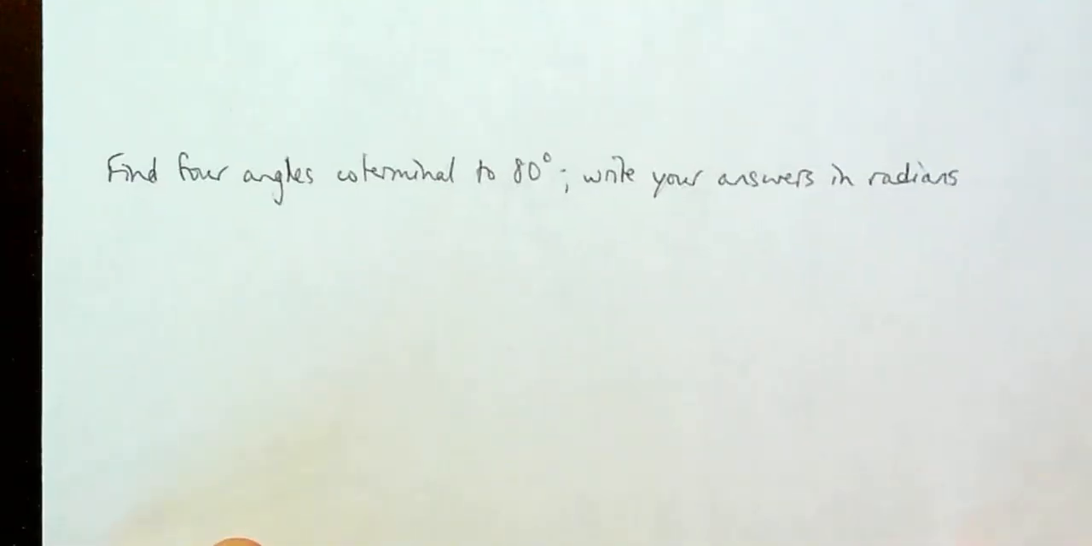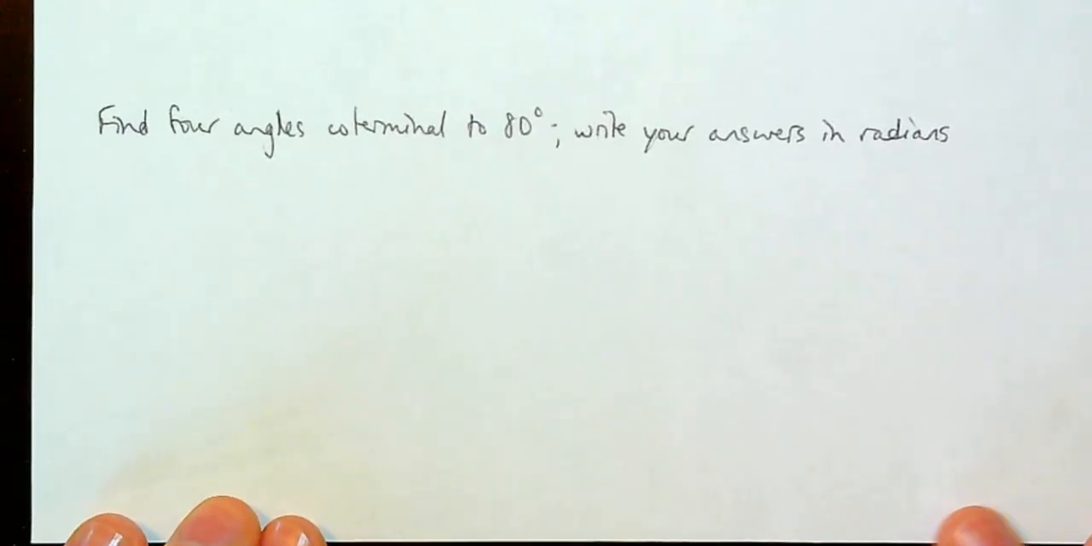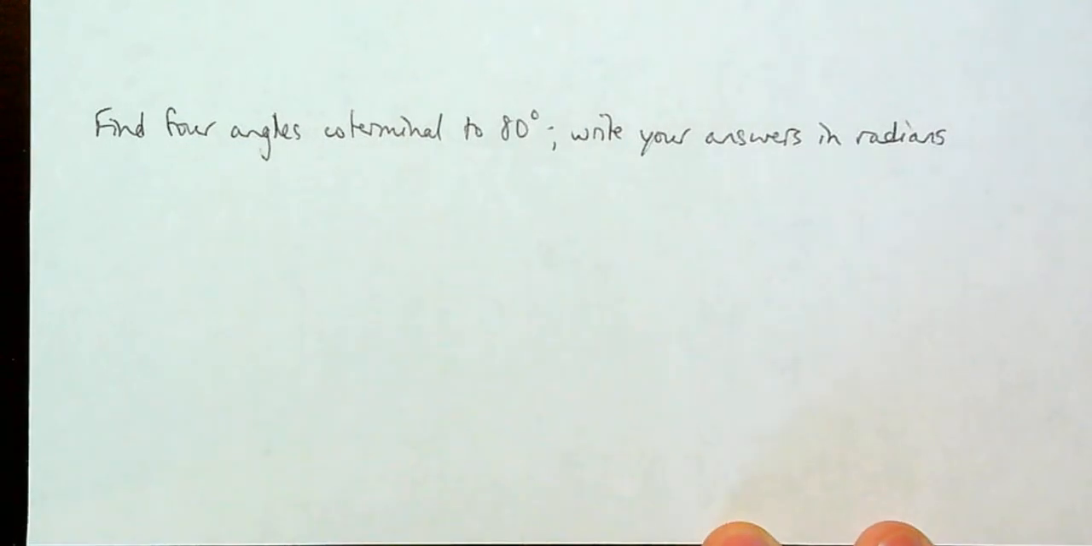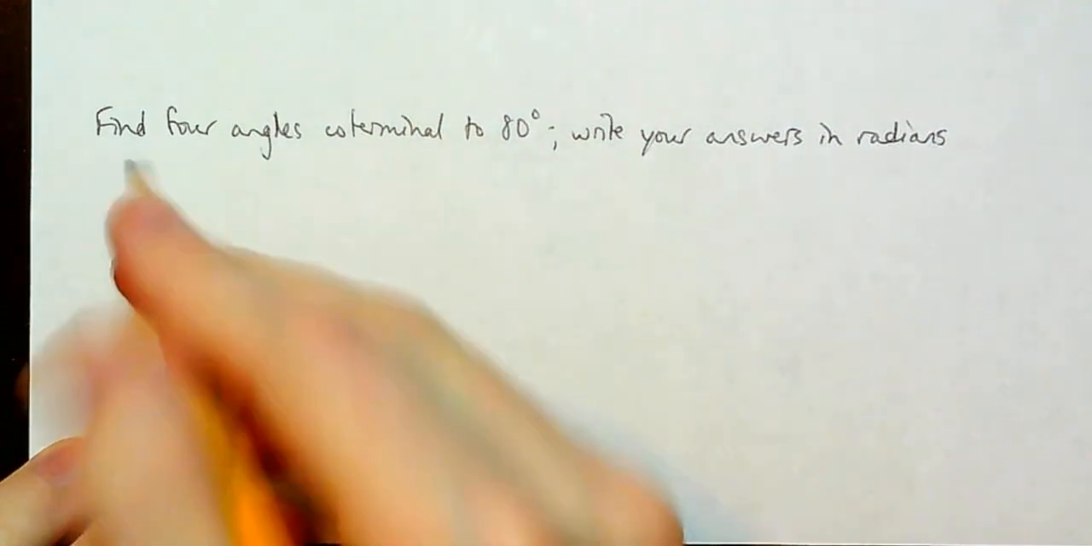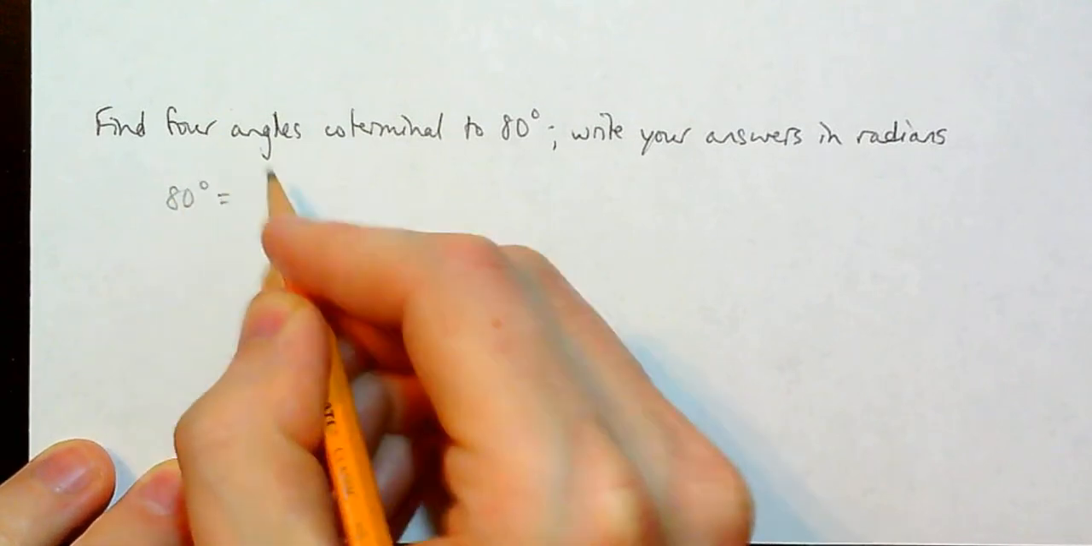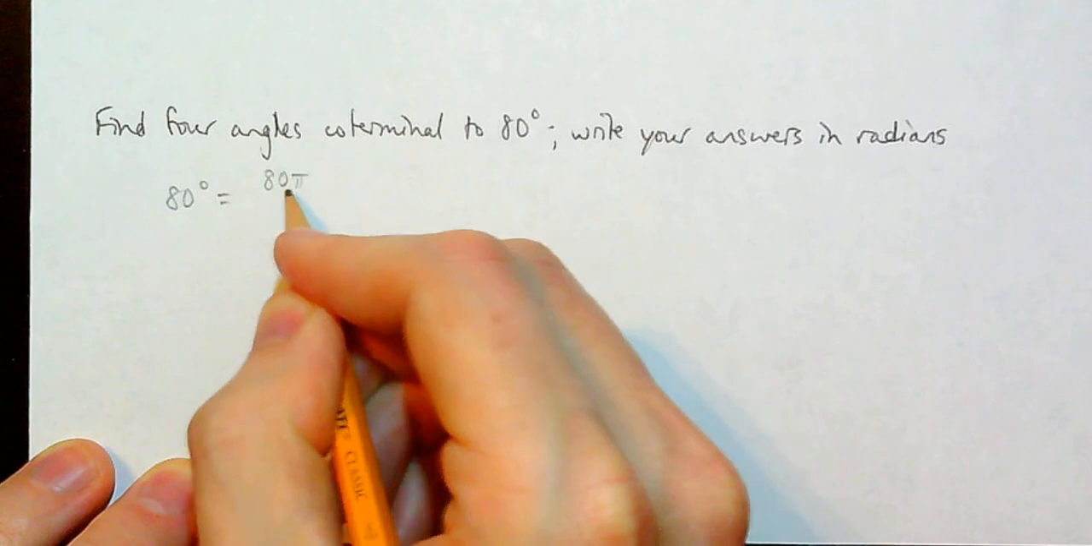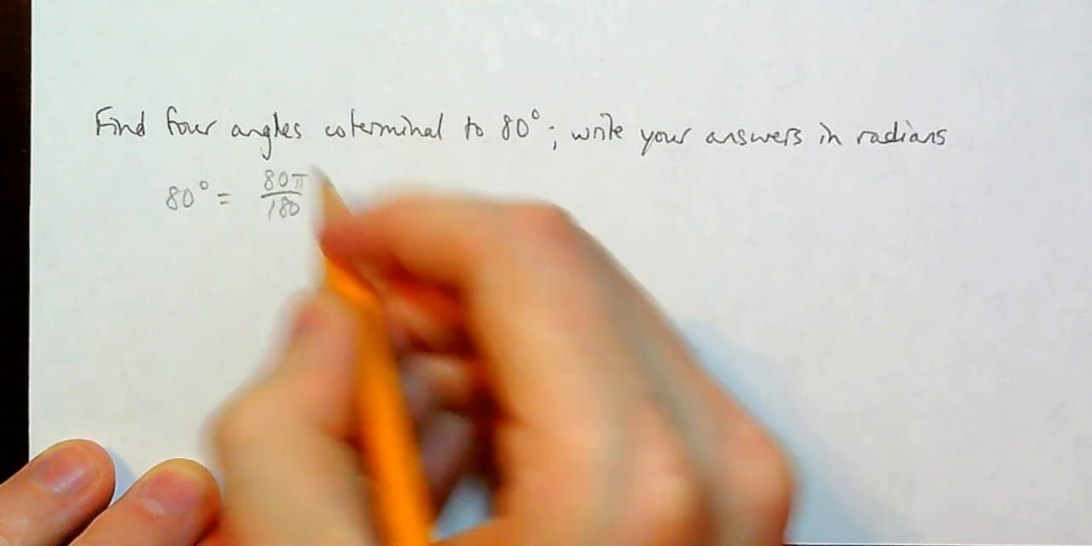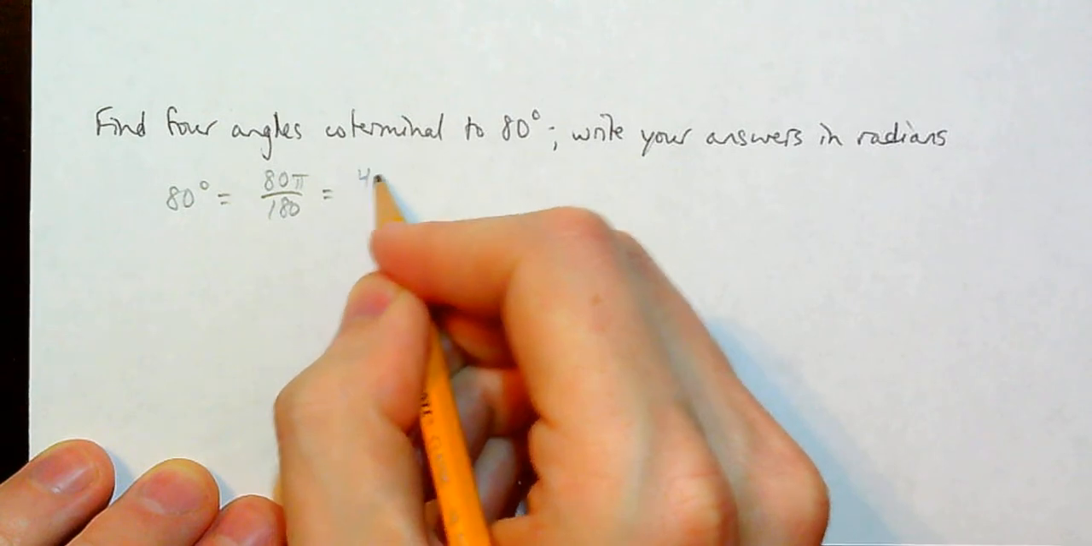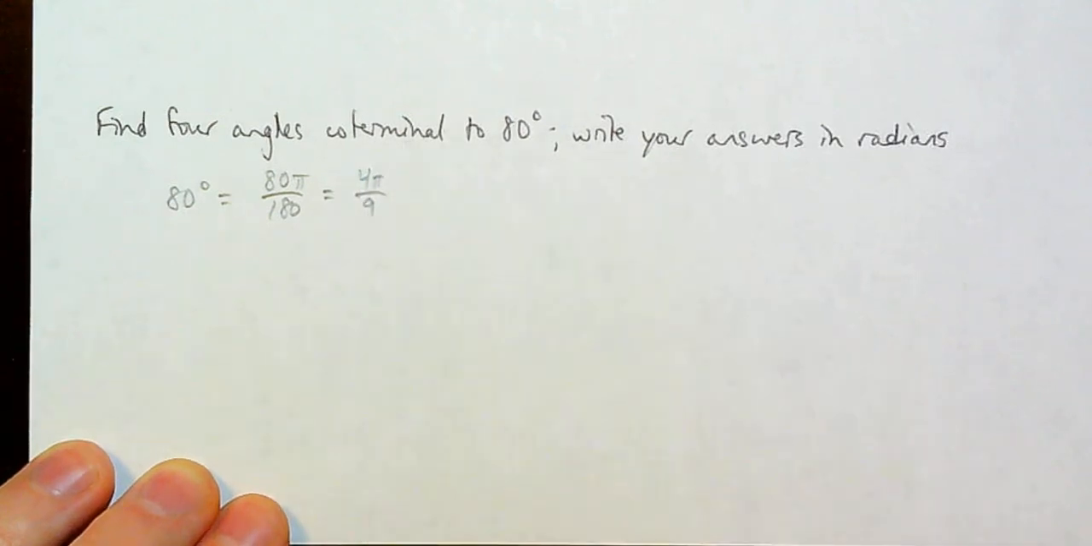Second one here, a little bit more involved, a little bit more challenging, a little bit more work that has to be done. We're going to find 4 angles that are coterminal to 80 degrees, but this time write your answers in radians. So if you see a question like this, my first suggestion would be to take your given angle and write it in radians. So 80 degrees is equal to 80 pi divided by 180, which is equal to 4 pi over 9. So that's the radian measure of my given angle.